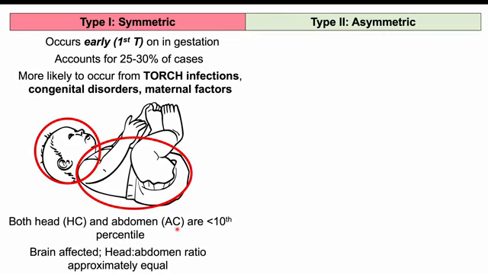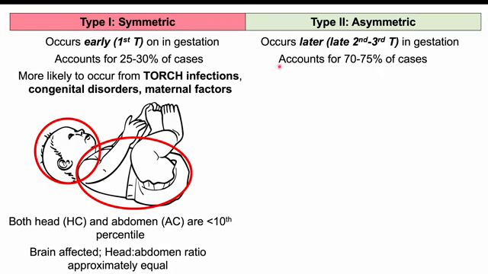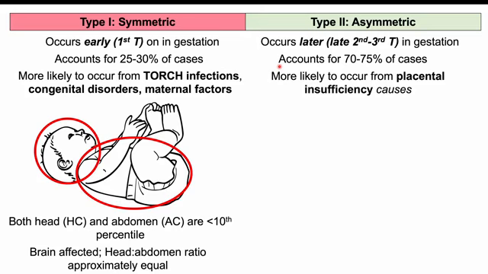Now, in type 2 or asymmetric fetal growth restriction, it's most likely or believed to occur later on in gestation. And this is going to usually be in the late second to third trimester of gestation. Type 2 is going to be the most common type. It accounts for 70 to 75% of cases. And it's more likely to occur from some placental insufficiency cause like preeclampsia.